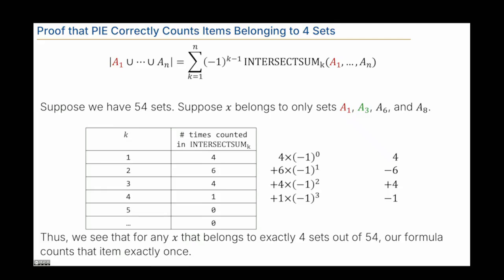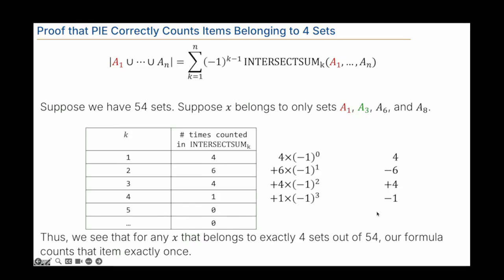So here's a little table of what we just derived. We showed that for an item that belongs to just 4 sets, when we look at intersect sum 1, it's going to get counted 4 times, then 6 times, then 4 times, then 1 time. How do we translate that into what this formula purports to compute? Well, we multiply it by minus 1 to the appropriate power. The first one is 0, then it's 1, then it's 2, then it's 3, which, of course, we just take these odd powers and put a minus sign. 4 minus 6 plus 4 minus 1 is 1.